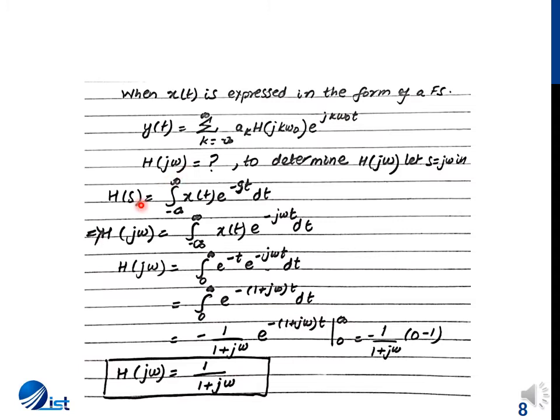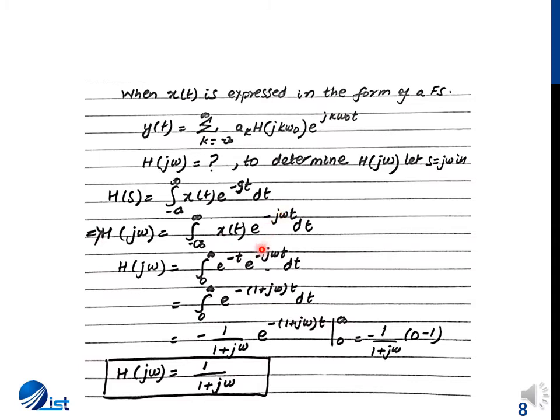We remember that H(s) was given as the integral from minus infinity to infinity of x(t) exponential of minus st dt. Now for frequency response, we replace s by jω. So H(jω) becomes the integral from minus infinity to infinity of x(t) exponential of minus jωt dt. So we are integrating x(t) from minus infinity to infinity by multiplying it with exponential minus jωt dt.